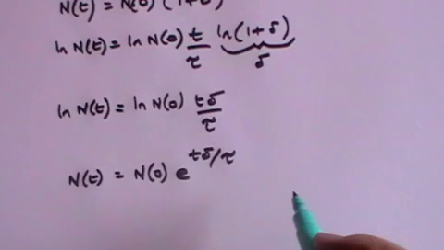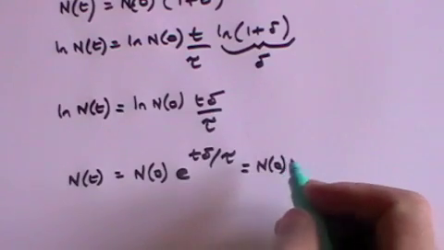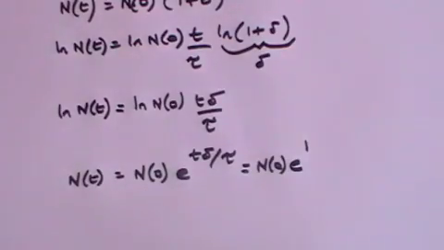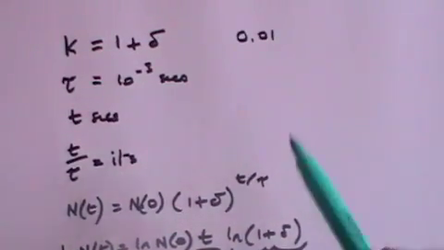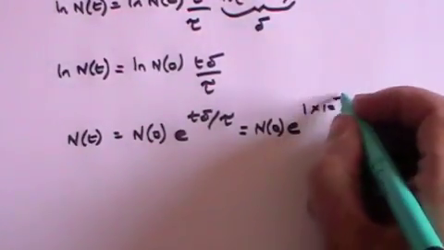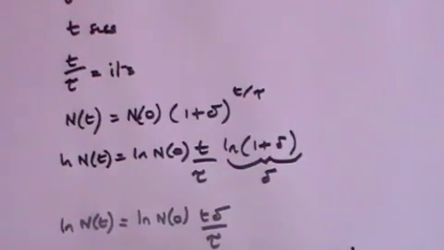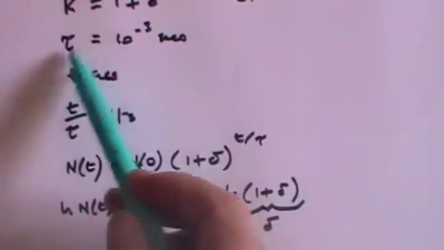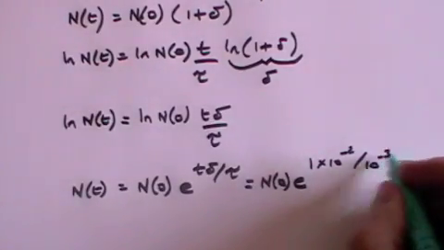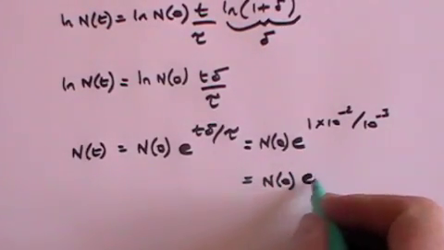Well, what is that? Let's let t equal 1 second. So just in 1 second, that's going to be n at time 0 times e to the, t is 1 second, delta I told you was 0.01, so that's 10 to the minus 2. So it's 1 times 10 to the minus 2 divided by tau, and we said that tau was 10 to the minus 3 seconds. So that's going to be divided by 10 to the minus 3. And that is equal to n at time 0 times e to the 10.